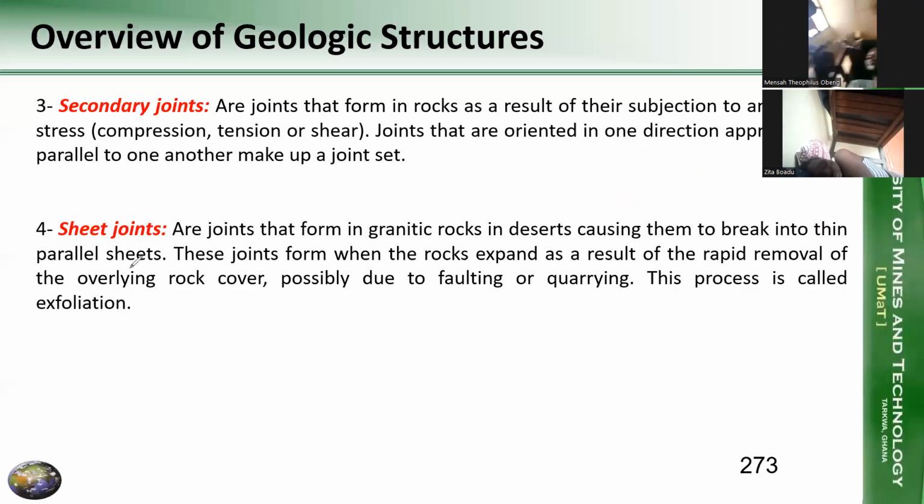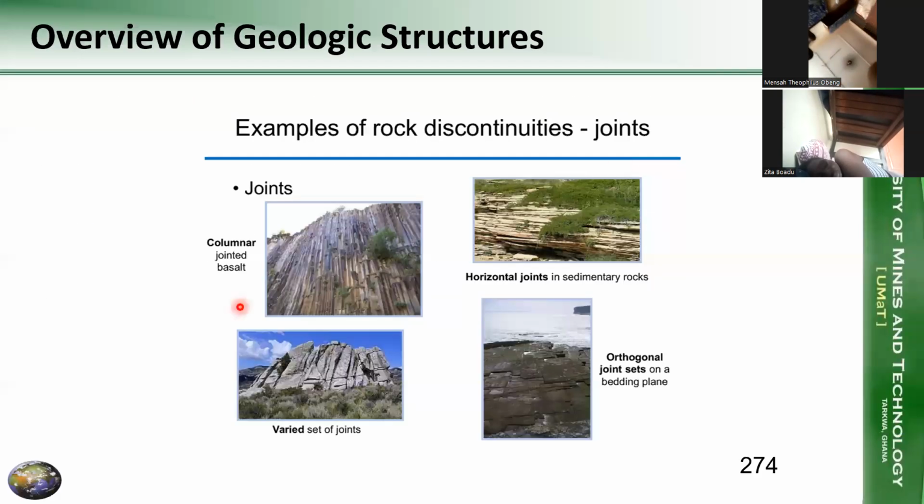Joint sets. Then we could also talk about sheet joints. This type of joint forms in granitic rocks in the deserts. We see that the rock is breaking into parallel sheets, and we call those sheet joints. These are real world examples of the joints I'm mentioning.